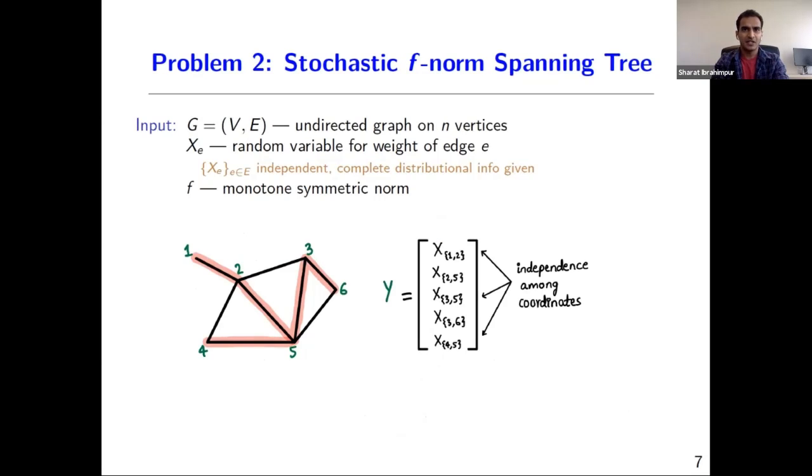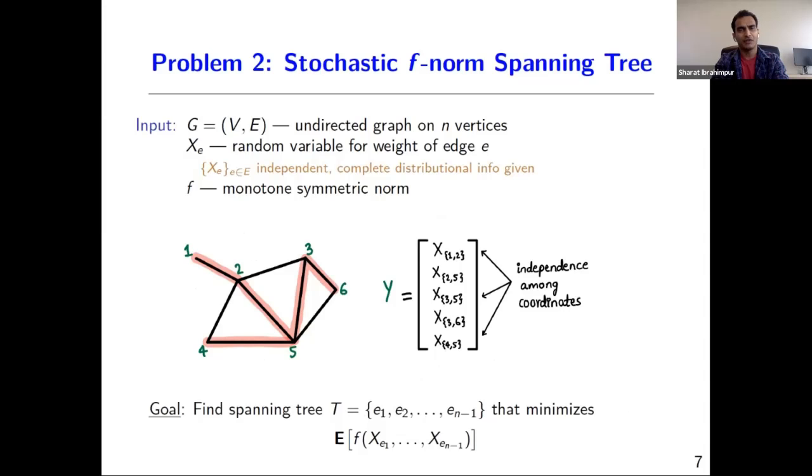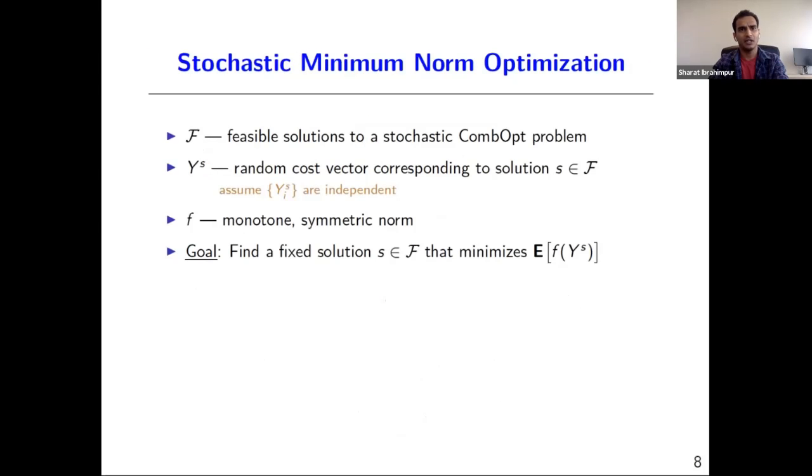For the problem on spanning trees, we assume that the edge weight variables are independent and that we are given a monotone symmetric norm F. Our goal is to find a fixed spanning tree that minimizes the expected F norm of the induced cost vector. More generally, we motivate the abstract problem of stochastic minimum norm optimization, where we have an underlying combinatorial optimization problem. We assume that the coordinates of any induced cost vector are independent. Our goal is to find a feasible solution that minimizes the expected F norm of the induced cost vector.